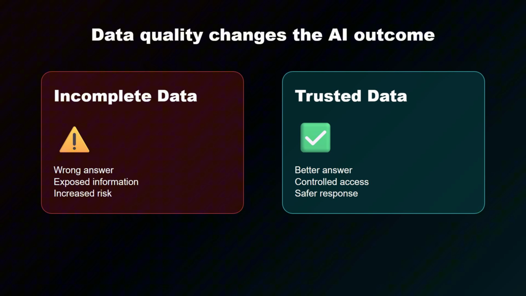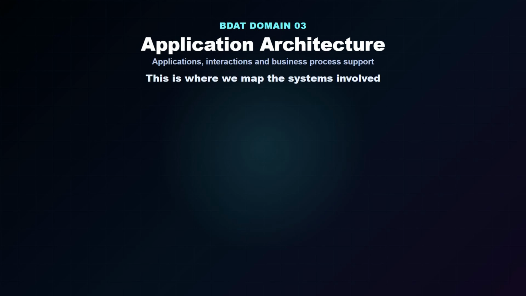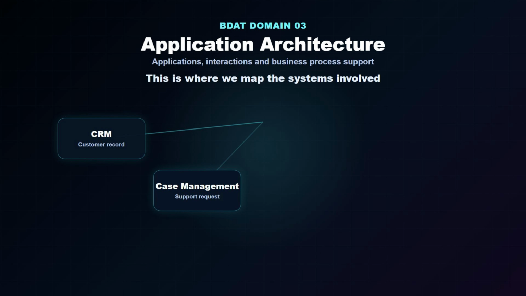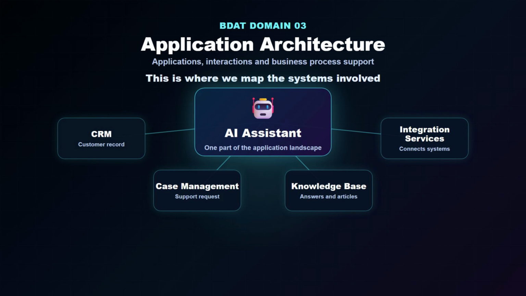And once we know what data is needed, we then need to understand where the data lives and which systems will use it. That brings us to application architecture. Application architecture describes the applications used in the enterprise, how they interact, and how they support business processes. This is where we'll map the systems involved. And in our customer service example, the application landscape might include the CRM, case management system, knowledge base, and integration services. The AI assistant is only one part of the bigger application landscape.